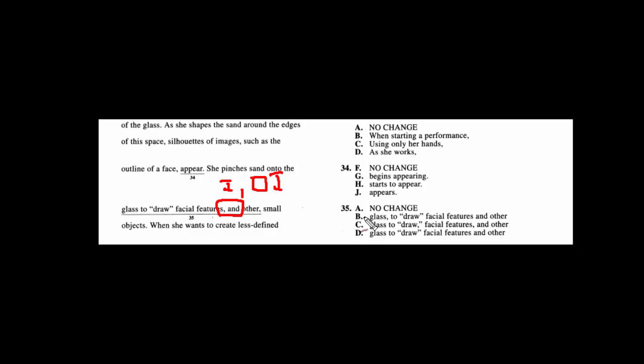That's a dependent clause, so anything dealing with a comma in the word "and" is a FANBOYS violation. Answer choice A is out. You're going to see that there's another FANBOYS violation here in C.